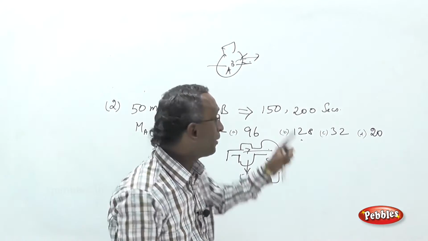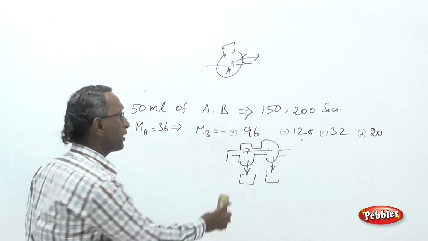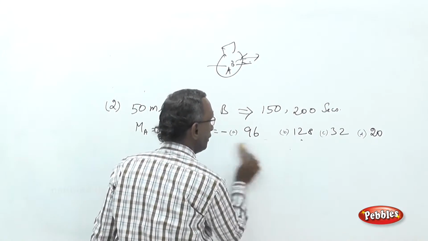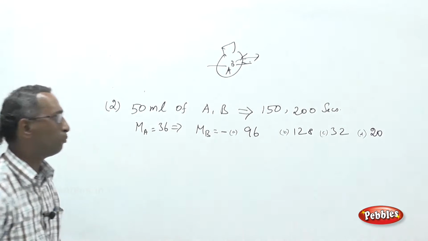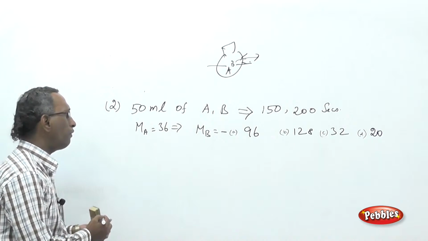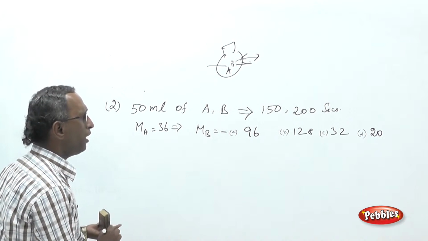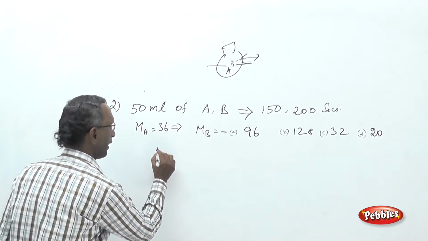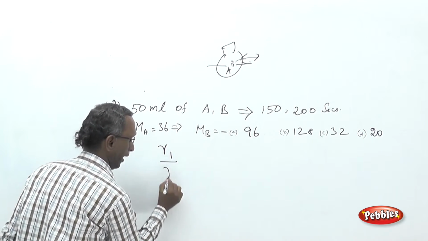So we are comparing some gases. One takes 150 seconds to escape, whereas the other gas B takes 200 seconds to escape. The molecular weight of A is given as 36, and we have to find B. So here Graham's law of diffusion is to be applied.